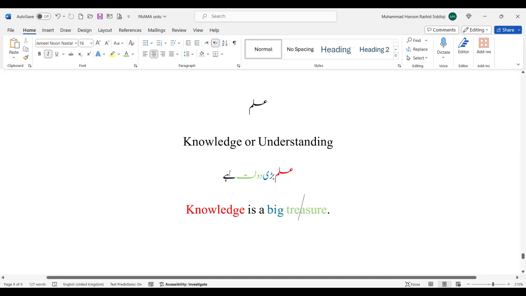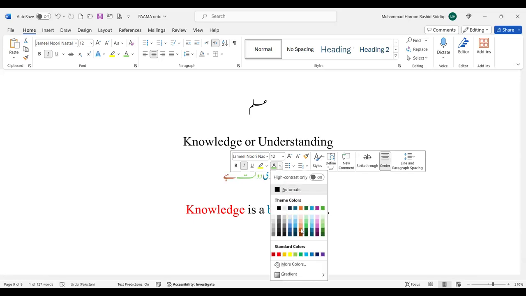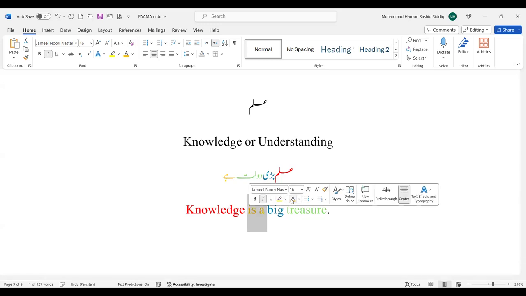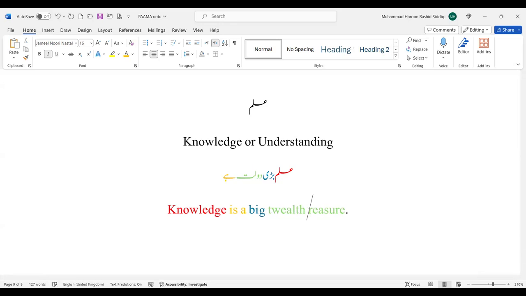What about power? Power is taqat. Knowledge is power. I thought that is another word for it. No, power won't be suitable here because daulat is not power. In this context, I think treasure, and wealth is also a suitable word. So you can use whatever you like between these two.